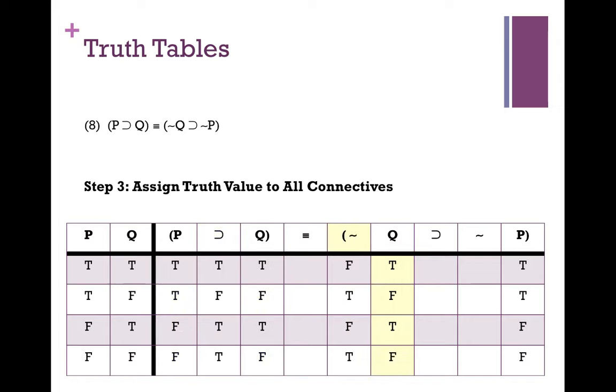So now we're going to move over. I skipped ahead too quickly, so I'm going to back up. Now we're going to move over here and calculate the truth values for this compound proposition.